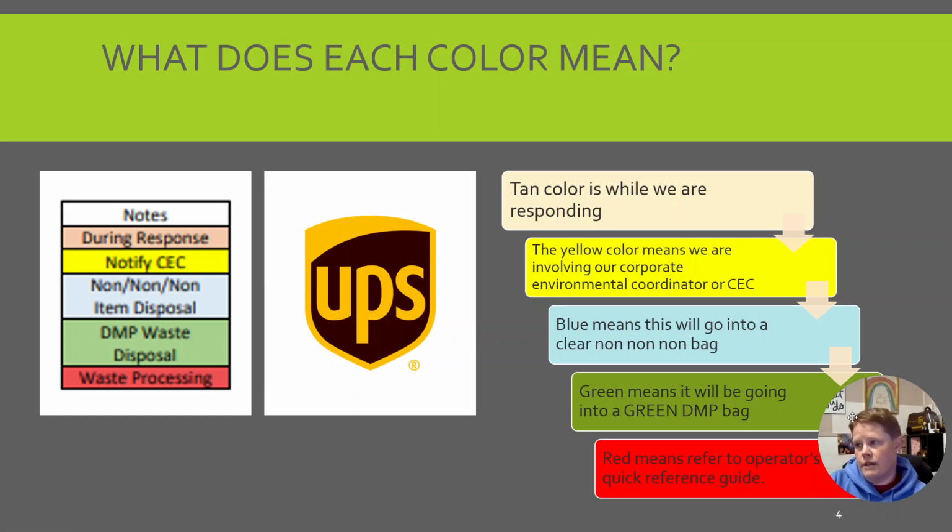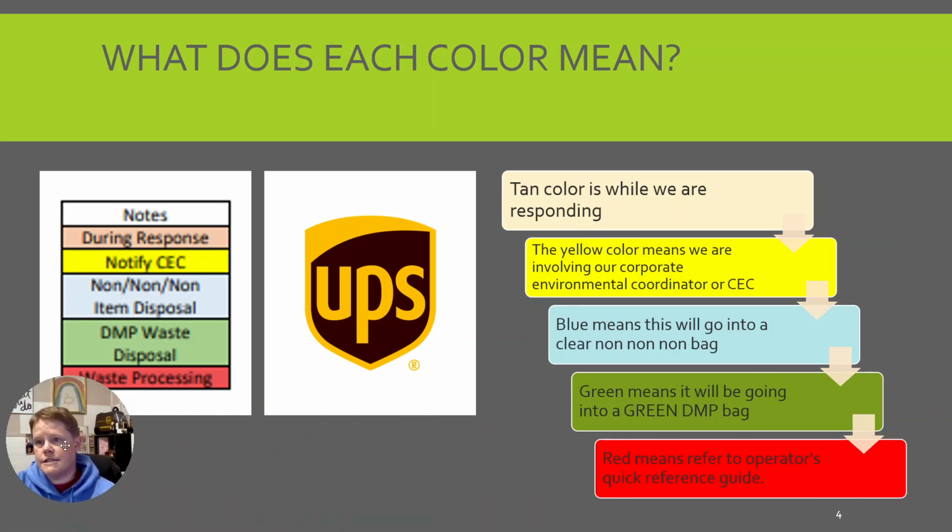So what does each color mean? Each color has its own meaning on this chart. The tan color in the very beginning is while we're responding, the very first questions that we're asking. If we end up in our yellow boxes, that means that we are going to be contacting our corporate environmental coordinator. That's a mouthful. Corporate environmental coordinator is going to advise us what we need to do from there on.